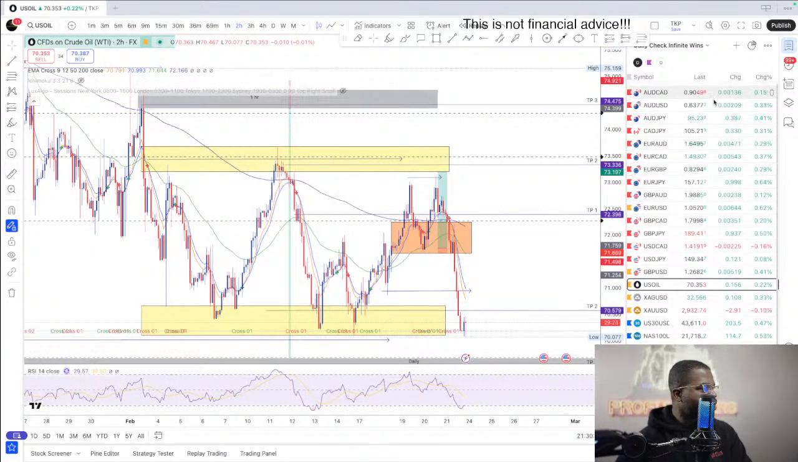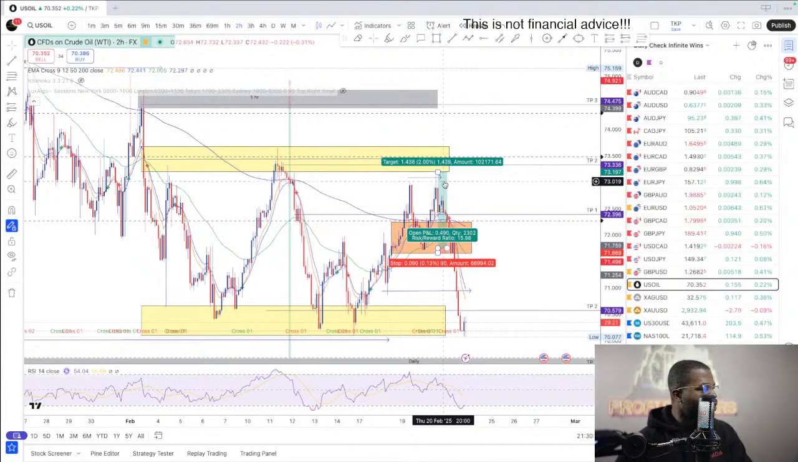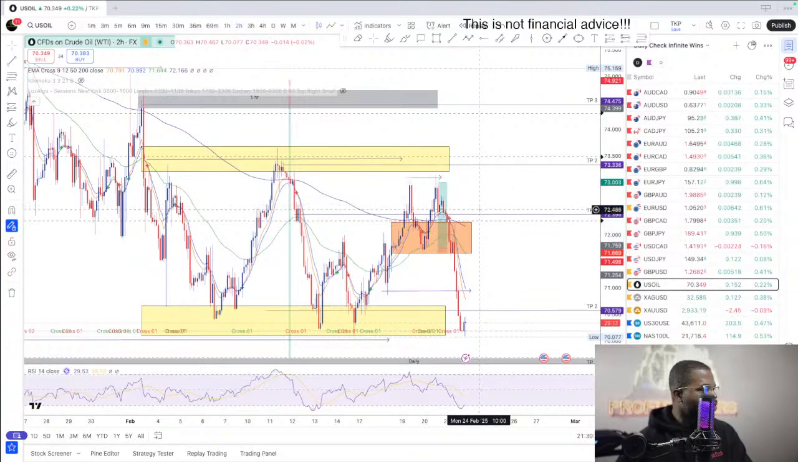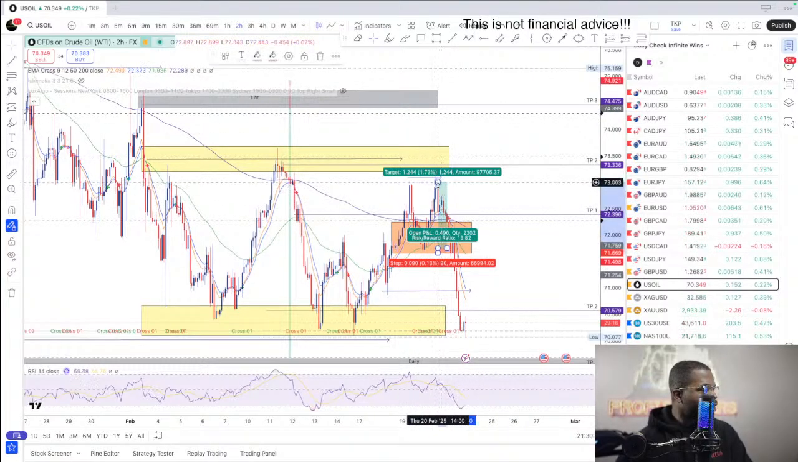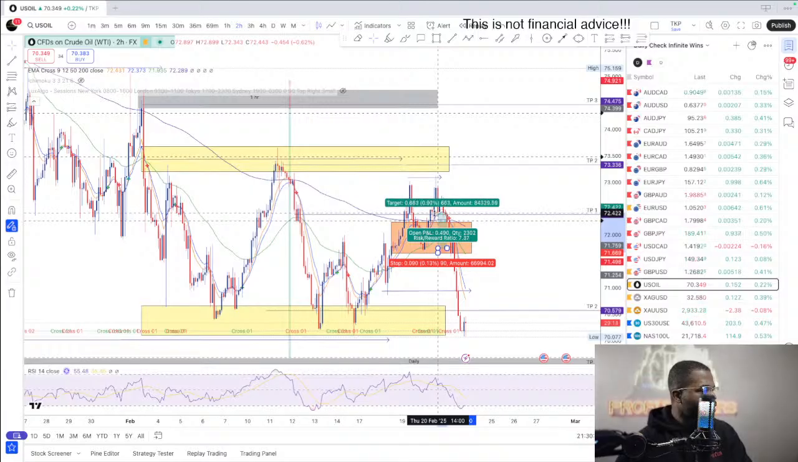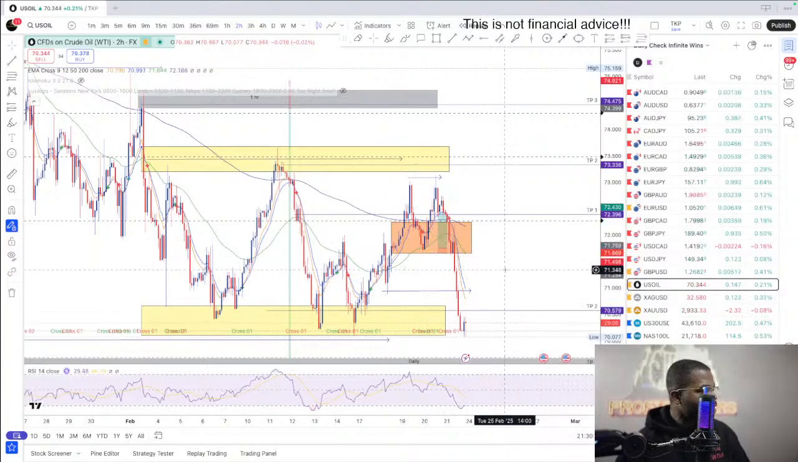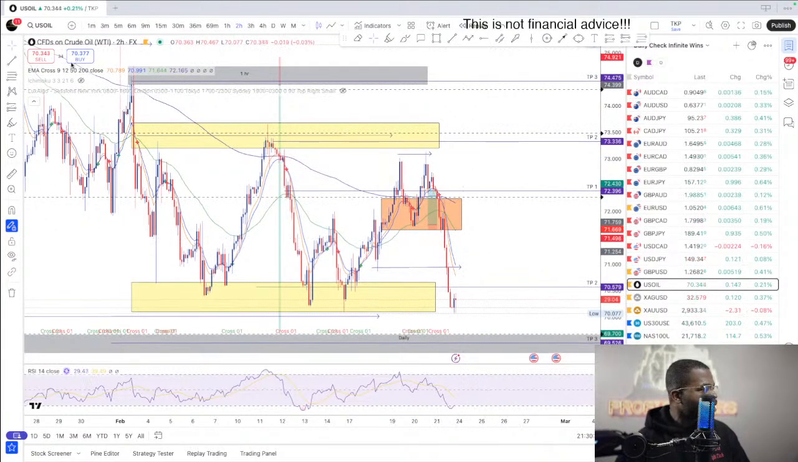Now, we got a short sell on oil. It went up about 1 to 13. We moved our targets, our stop losses to here, so we got about a 1 to 7 on this oil trade before it dropped.